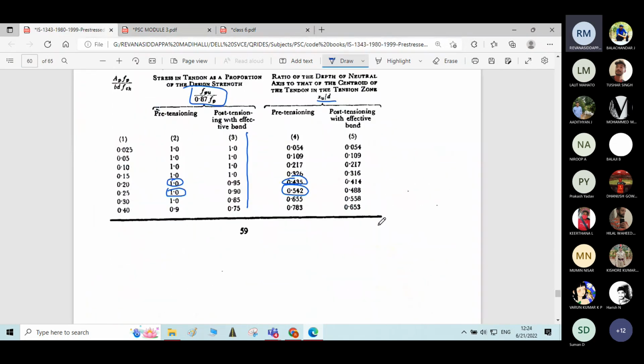XU by D equal to 0.2 means, here with effective bond, post-tensioning with effective bond, it will fall in between 0.109 and 0.217. And when XU by D is equal to 0.109, corresponding FPU by 0.87 FP is 1. Similarly, when XU by D is 0.217, corresponding FPU by 0.87 FP value is 1.0. Therefore, corresponding to 0.2, you will get the same value only.